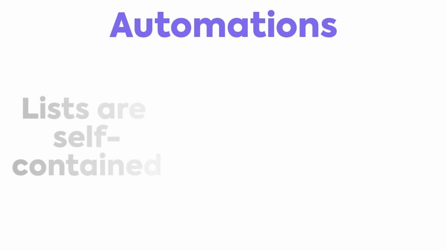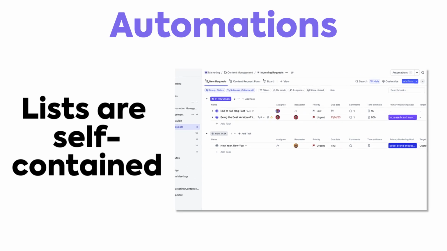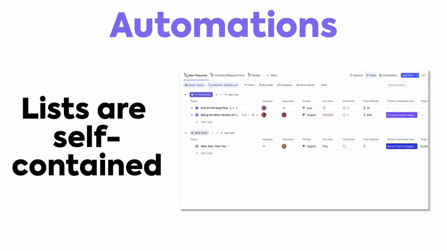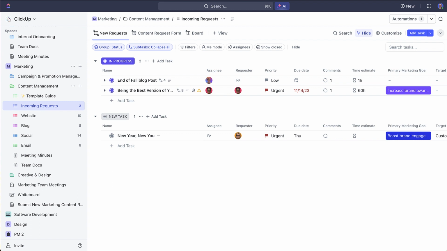A quick call out here, lists are self-contained, so if you're looking to experiment with things like custom fields and automations, do it at the list level. You can mess around all you want and it won't impact any other location or other people's work. So for today's example, let's go ahead and add an automation in our intake list.